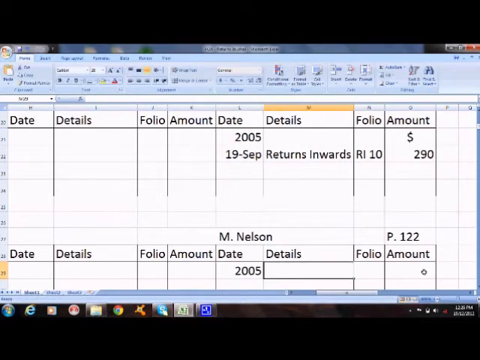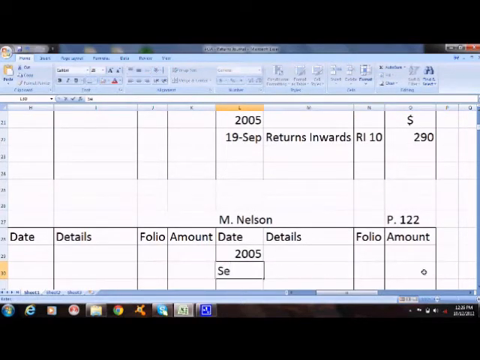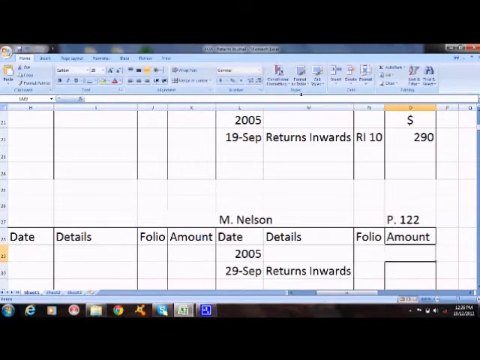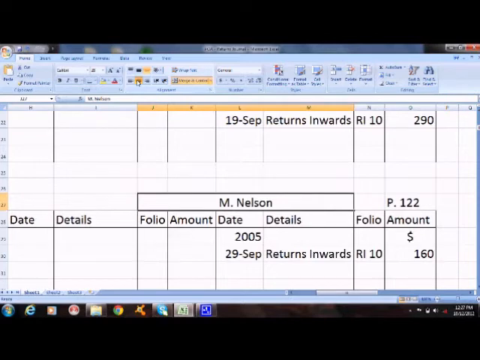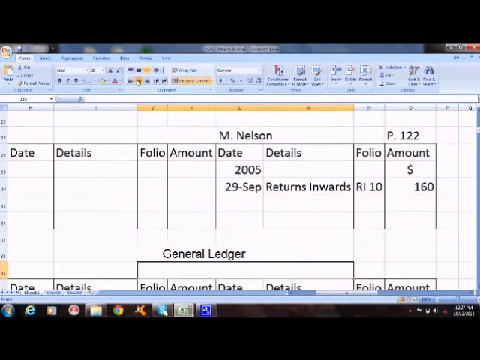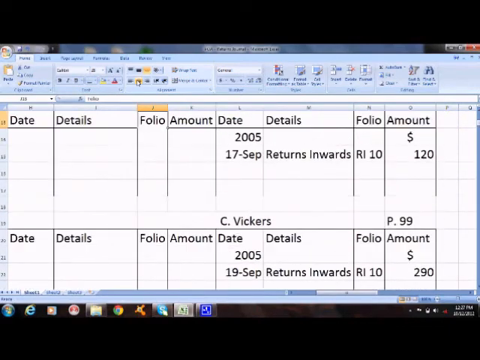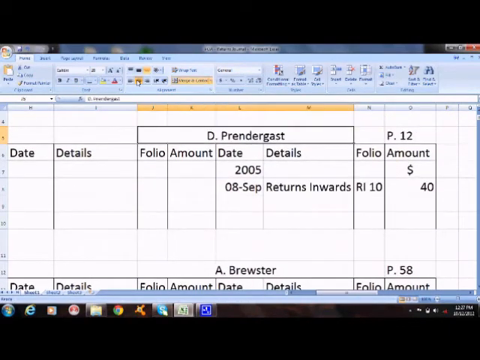It is 2005 September what? September 29. Returns inwards. RI 10. So now, my friends, this is what happens here as it relates to posting from the returns inwards journal to the sales ledger. This is how the items are entered.